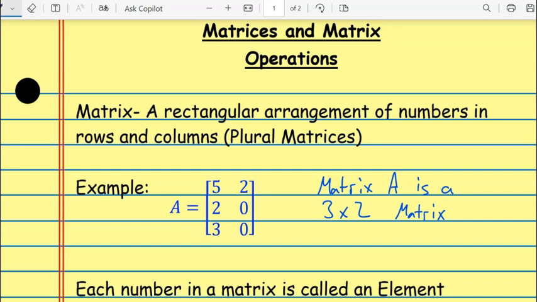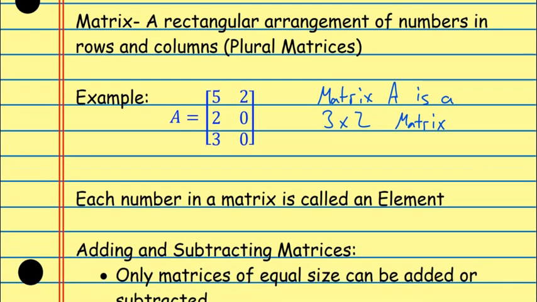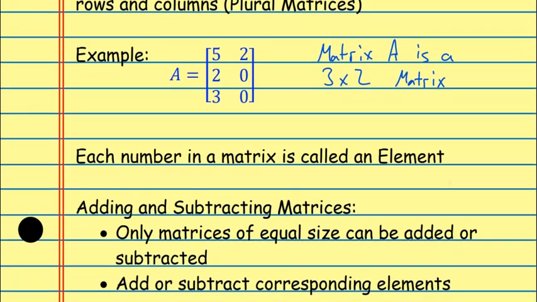And so when we're looking at these things, the numbers that we see inside of the matrix, we just call those elements. So the matrix above this one has 6 elements in it. The 5, the 2, the other 2, the 0, the 3, and the next 2. The next 0. Okay, so those are all elements of the matrix. So when we talk about the elements, we're just talking about those individual values that have been arranged.